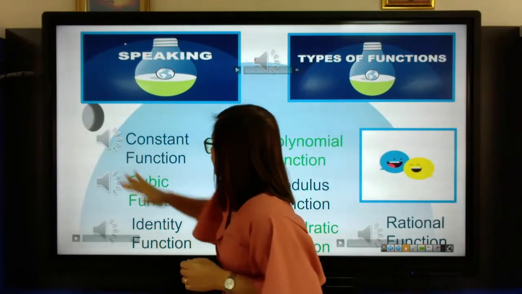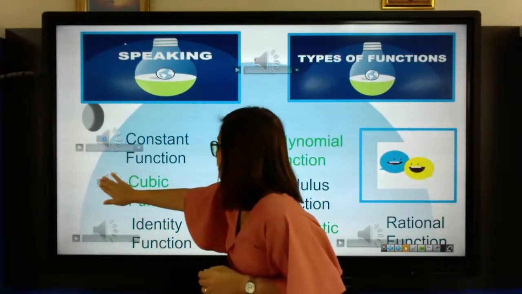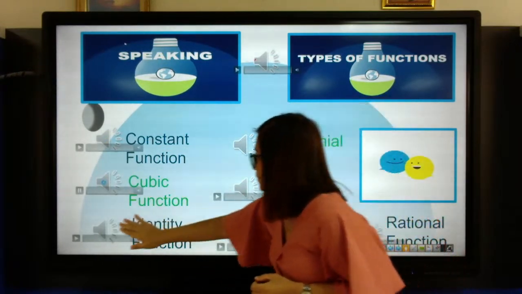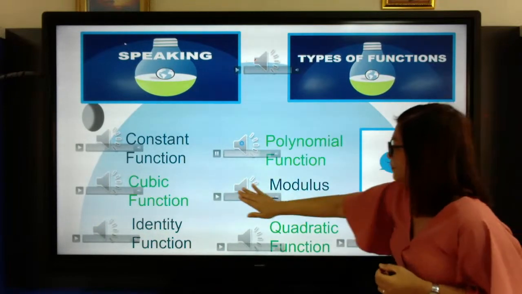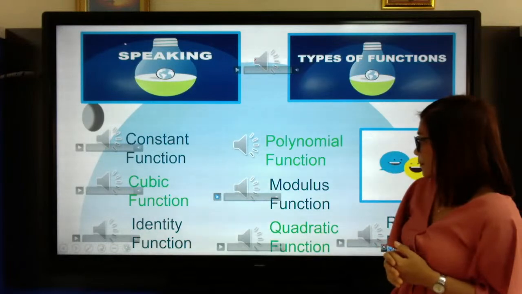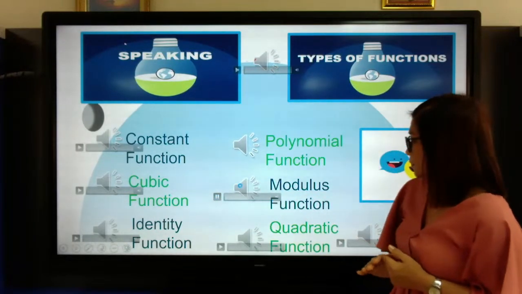Ready? Go. Constant function. Cubic function. Identity function. Polynomial function. Modulus function.